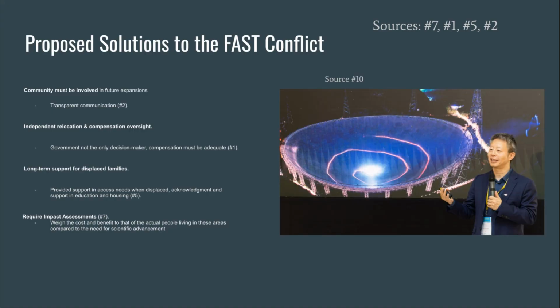Okay, so based on everything we know, our group proposes 4 main solutions to address this conflict and prevent any similar issues in future observatory projects. First, we believe that community members should have a meaningful role in decisions about future expansions or policy changes. We've seen in other locations that when communities are given feedback or the ability to ask questions, conflict becomes less severe, as said in Source 2.